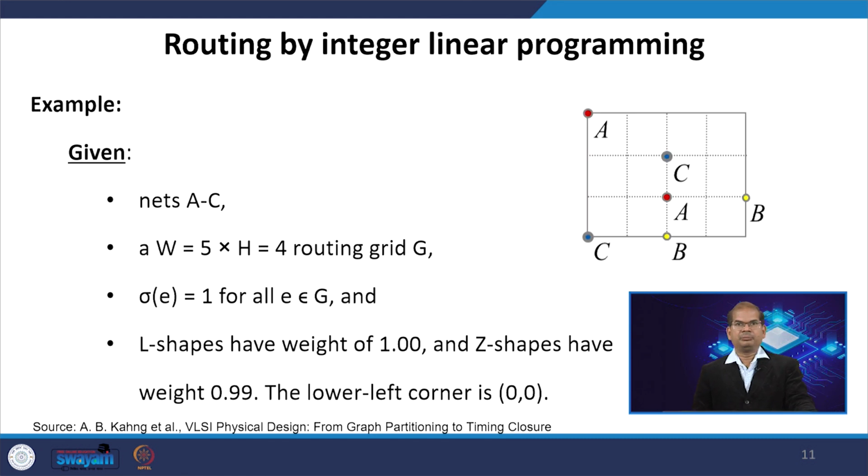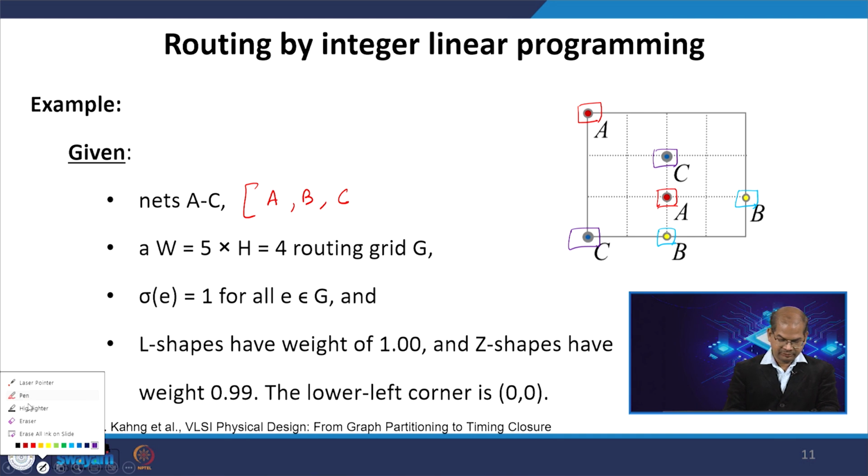Now, we will take an example to understand how this can be possible. We have some nets given. The nets are A, B and C. This A should be connected to this A, and B should be connected to this B. I can change the color. This can be connected to this one. Then finally, C should connect to this one, such that there should not be any overlap.